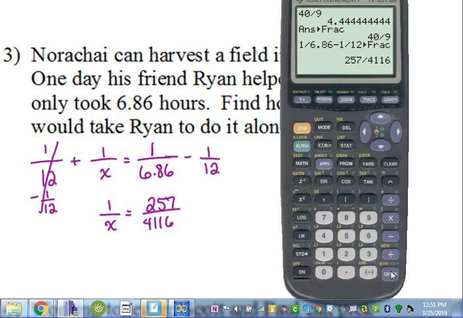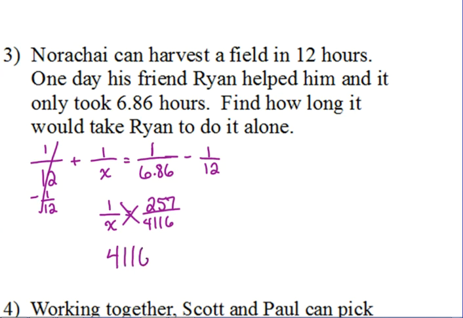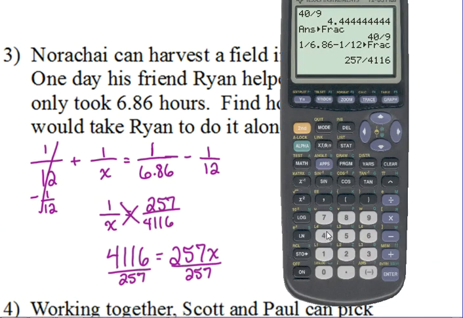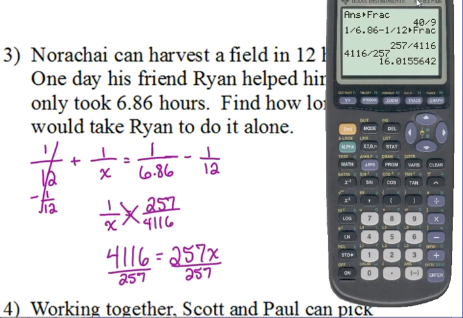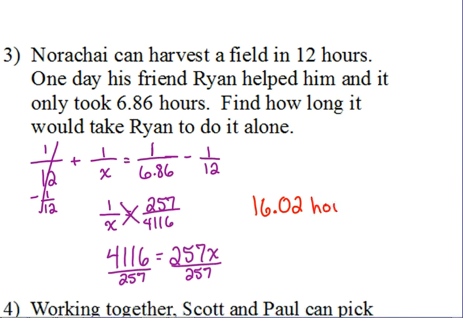Okay, so what am I going to do at this point? Cross multiply. Okay, so we have 1 times 4,116 is equal to 257 times x, and then divide by the 257. Okay, in other words, it just flips that fraction over. So 4,116 divided by 257 is approximately a little bit more than 16.02 hours. So about 16 hours. Just about.